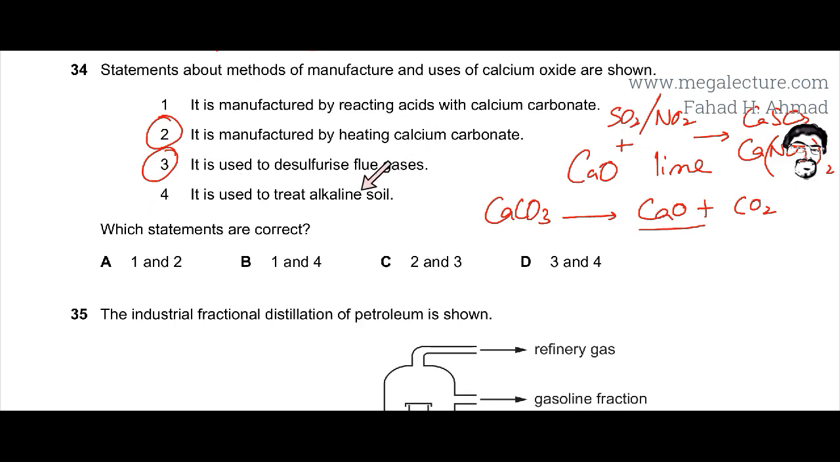And it is used to treat alkaline soil. This itself is a base. Calcium oxide is a basic compound. It reacts with acidic soils. It's used to treat acidic soils. So this alkaline part is incorrect. It should be acidic soil. So the fourth statement is also incorrect. So the correct option is that 2 and 3 are the only correct statements for this question.